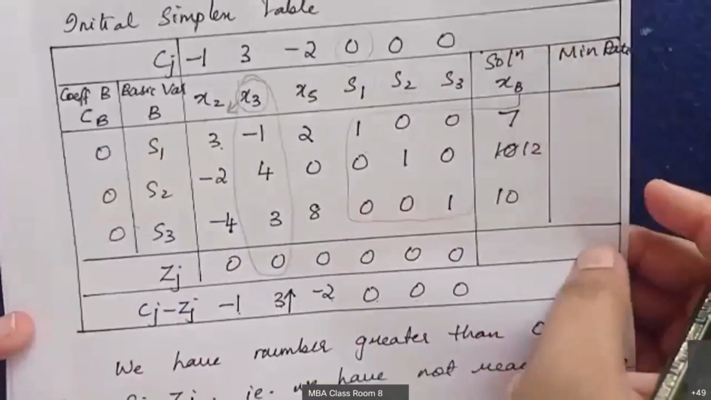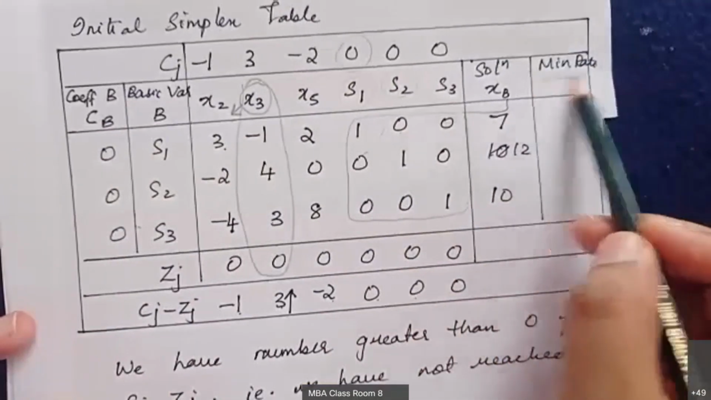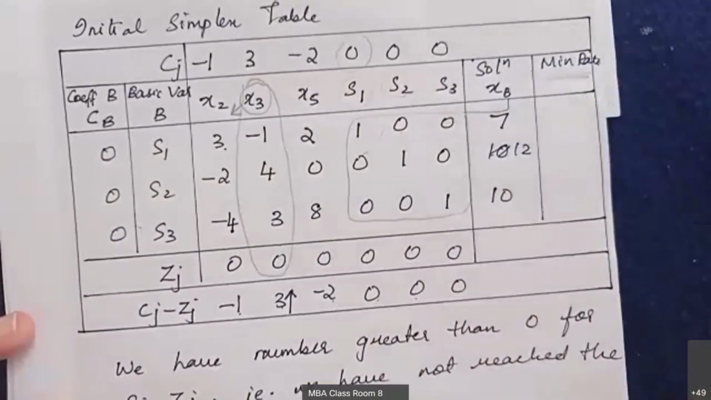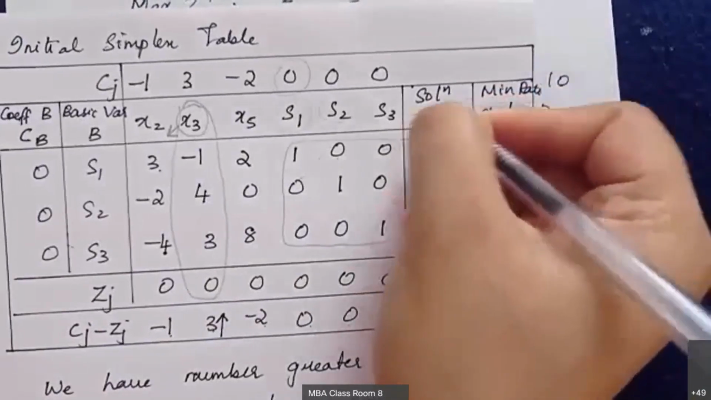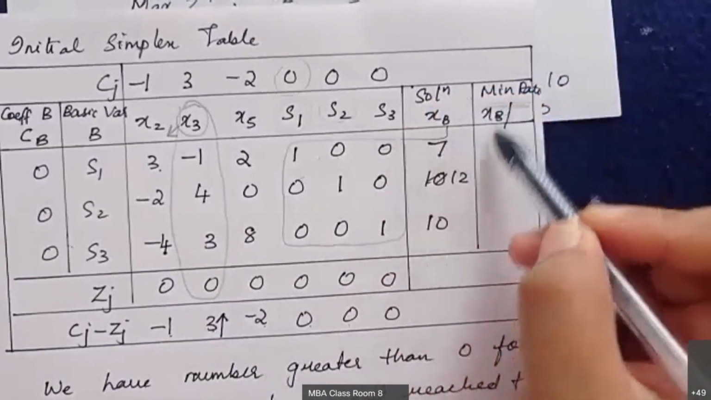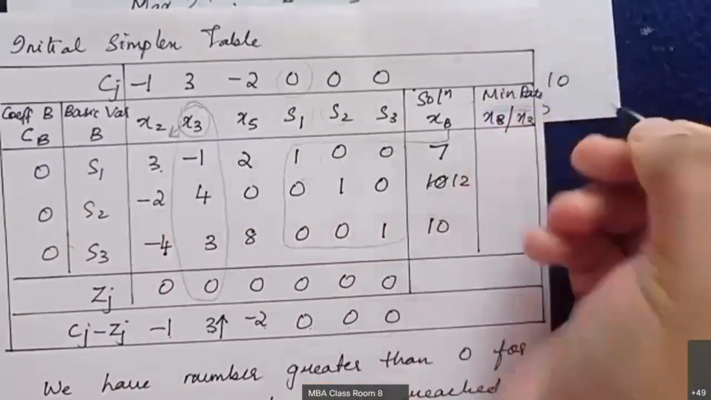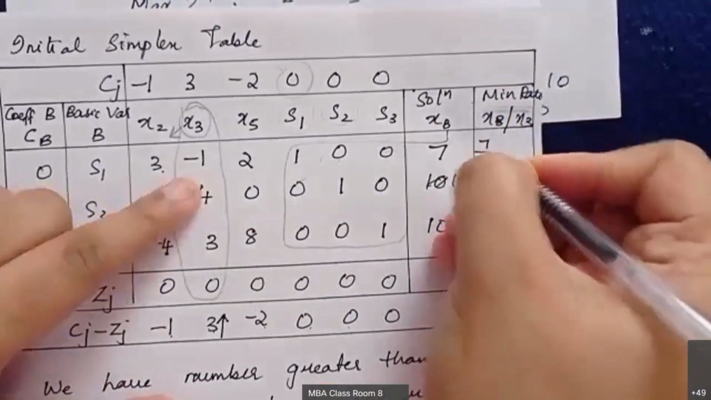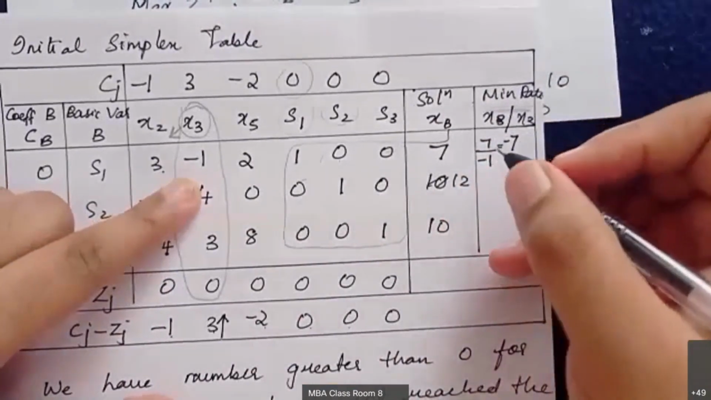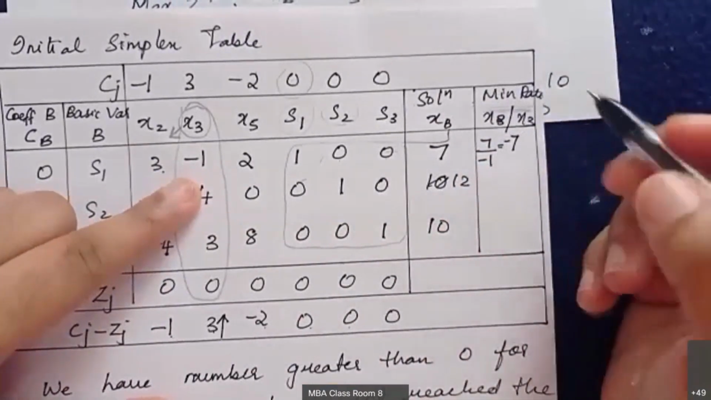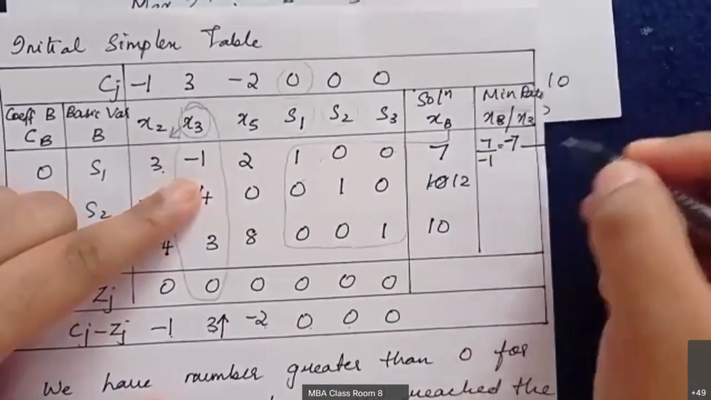Next, we need to find out which is going to be the outgoing vector. For finding the outgoing vector, we have something called the minimum ratio. So how do we take the minimum ratio? It is xb divided by the key column, where xb is this column. We found our key column is going to be x3, so xb divided by x3. 7 divided by minus 1, which is minus 7. In our case, we'll be taking only the least positive value for the minimum ratio. So this is negative 7, so you just put a dash there. We don't have to consider this number.